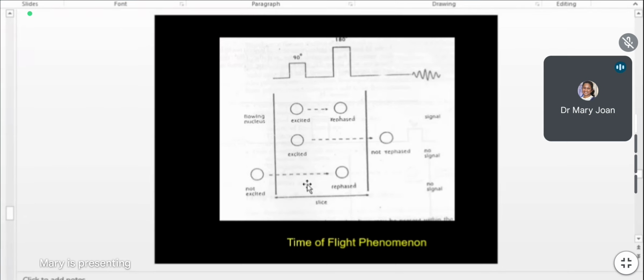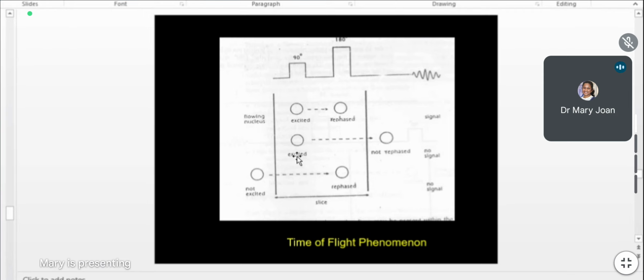And if it is not excited and it is rephased, it will not give any signal. So this is the RF pulse which we are giving, the 90-degree pulse and the 180-degree pulse. With the 90-degree pulse, the nuclei get excited, and at the 180-degree pulse, it gets rephased. We will get a resultant signal.